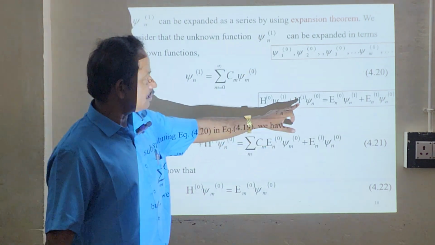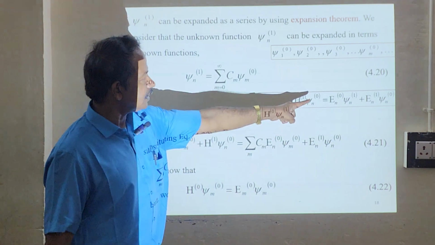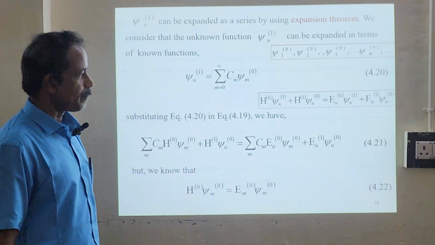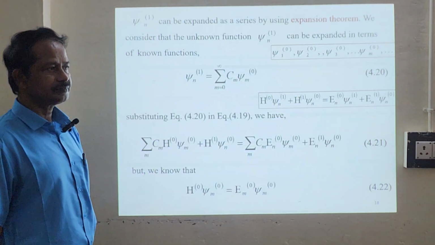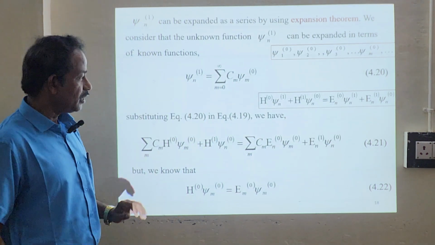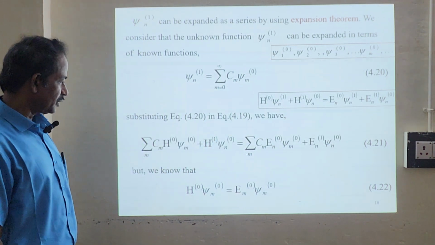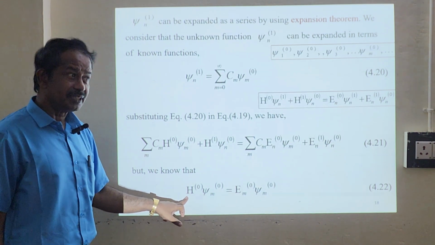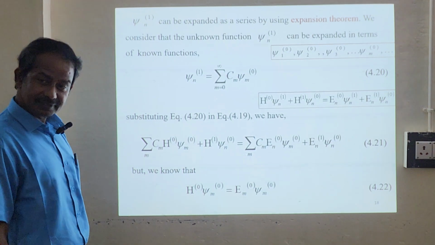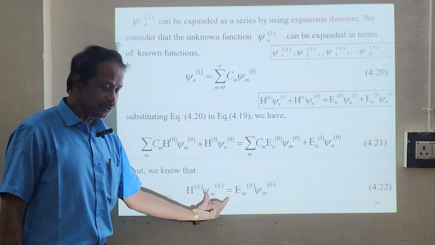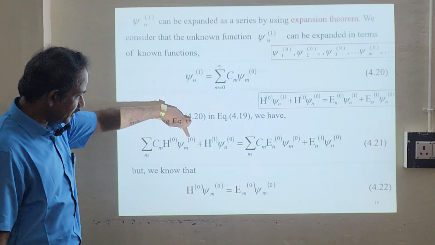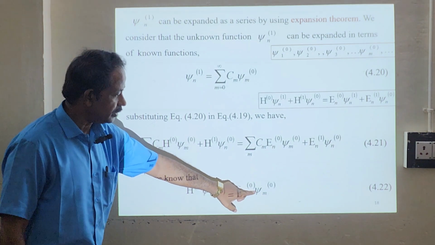Which is equal to En psi n 1, and psi n 1 is nothing but Cm psi m 0. For this alone we are going to substitute the expanded psi n 1. All the other terms let it be like this. Now we know already for the unperturbed Hamiltonian the energy eigenvalue equation: H naught acting on psi m 0 is equal to Em psi m 0. So now H naught psi m can be written in terms of Em psi m.